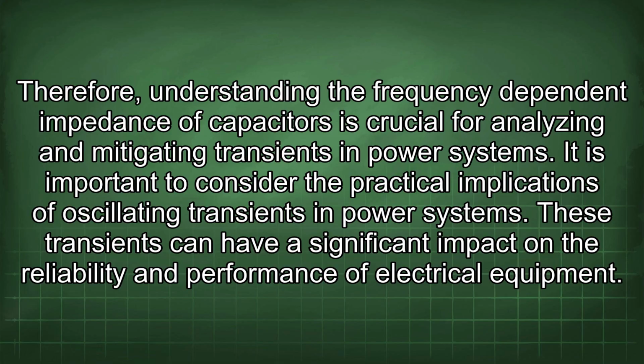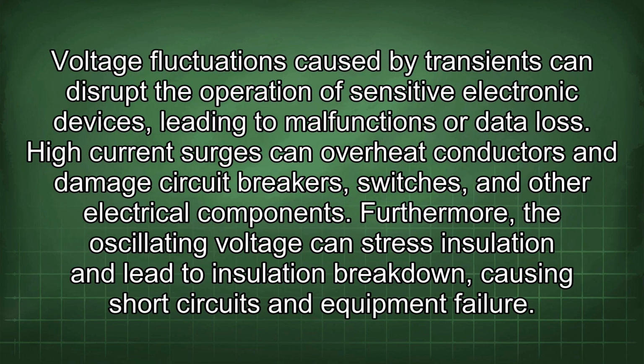It is important to consider the practical implications of oscillating transients in power systems. These transients can have a significant impact on the reliability and performance of electrical equipment. Voltage fluctuations caused by transients can disrupt the operation of sensitive electronic devices, leading to malfunctions or data loss. High current surges can overheat conductors and damage circuit breakers, switches, and other electrical components. Furthermore, the oscillating voltage can stress insulation and lead to insulation breakdown, causing short circuits and equipment failure.